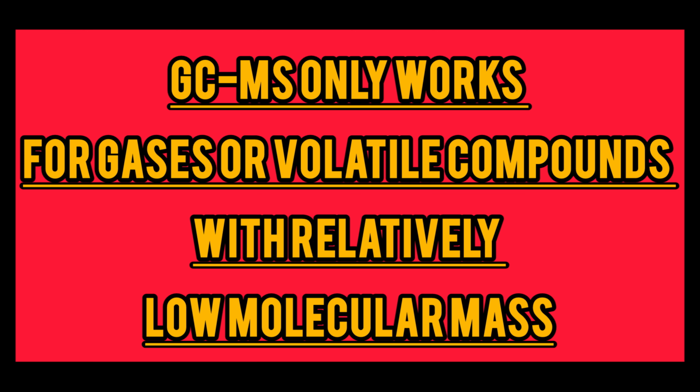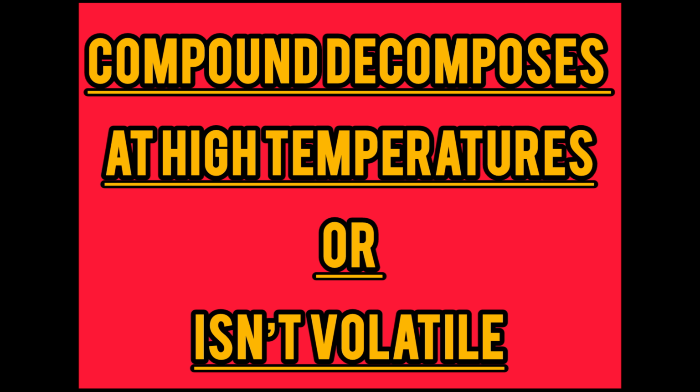However, the limitations are clear. GCMS only works for gases or volatile compounds with relatively low molecular mass. If your compound decomposes at high temperature or isn't volatile, you either need to derivatize it, adding chemical groups to make it volatile, or you can't use GCMS at all. This is where liquid chromatography-mass spectrometry becomes essential.